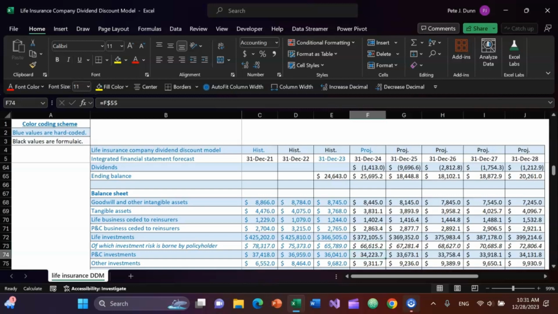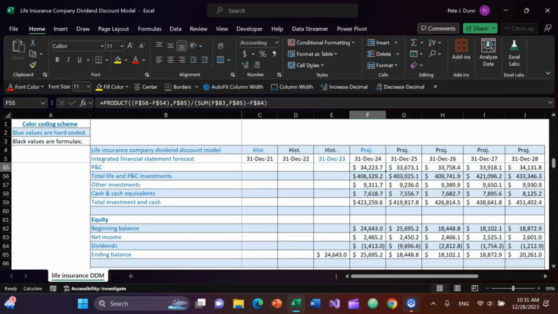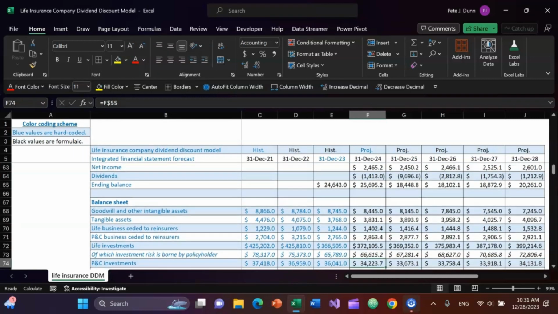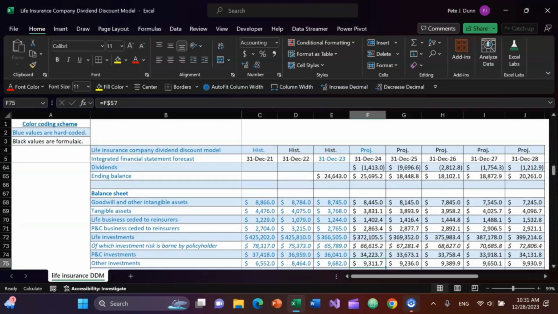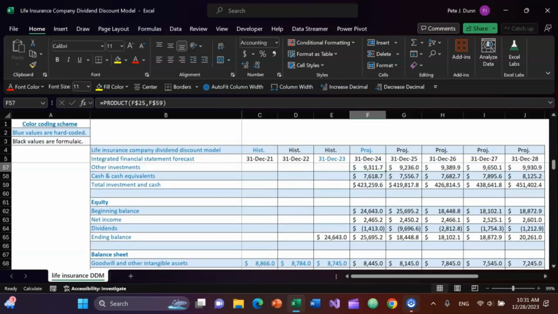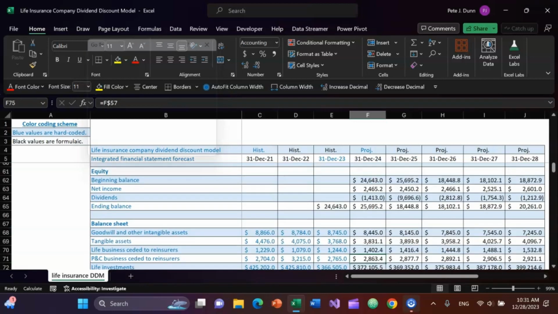Property and casualty investments, we've already forecasted. That's in row 55. So do Control F bracket. And it's this formula here. F5 enter to get back. Other investments, we referenced that from row 57 since we've already forecasted that out. F5 enter.